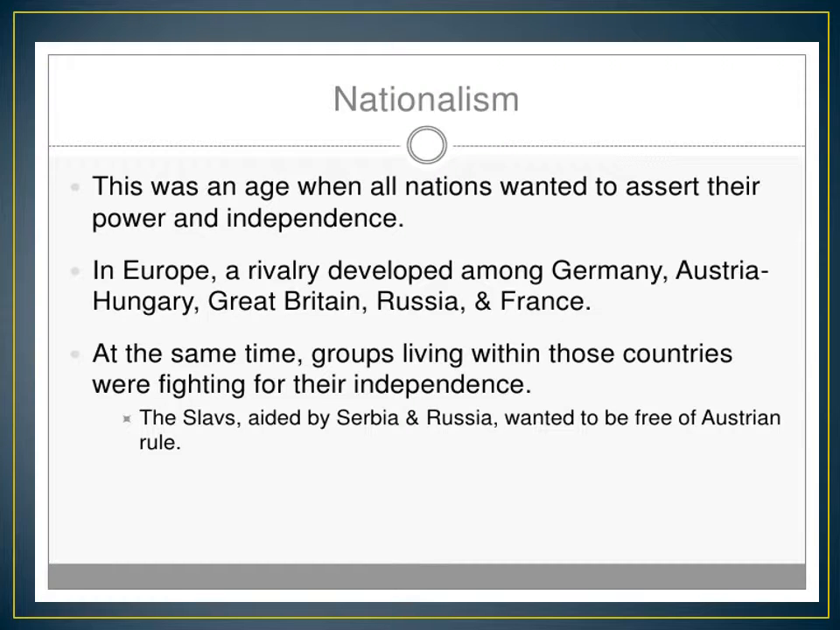And then you have nationalism. This is an age when all the nations wanted to assert their power and independence. Again, it's the idea of my country's better than your country, my country's stronger, it's faster, it's more important, it's more influential. So you had, again, these rivalries developing among all these great nations in Europe, just as to who was the biggest and the best.